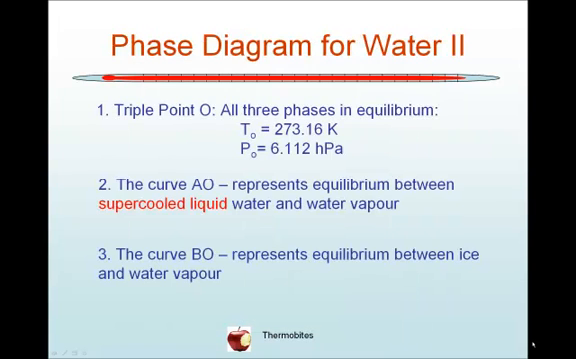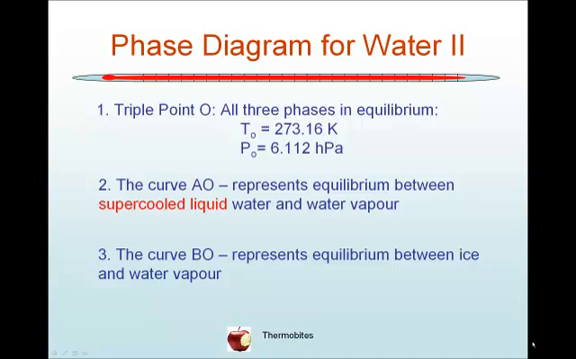So the triple point O is where all 3 phases are in equilibrium, and this occurs at 273.16 Kelvin, or 0.01 degrees Celsius, and at a pressure of 6.112 hectopascals. The curve AO, which, remember, extends below freezing, represents equilibrium between supercooled water and water vapour. So we don't always assume that simply because liquid water reaches a temperature of 0 degrees or cooler, that it automatically freezes, and so we can have that equilibrium between water vapour and supercooled liquid water.